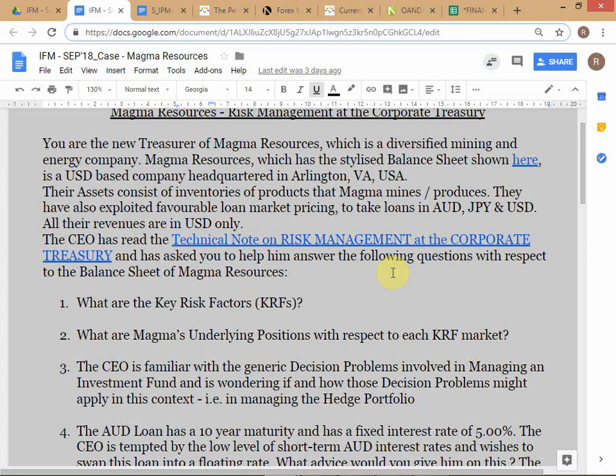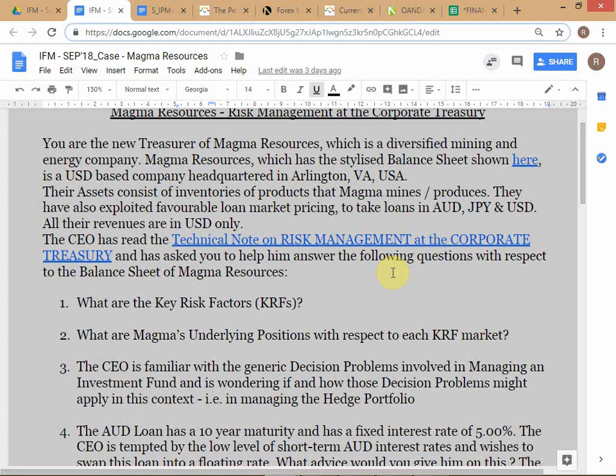So this is a different kind of case. You're familiar with your normal cases. This is different because it's a very stripped down case. It's very bare bones. It doesn't have all kinds of extraneous information where you have to decide which information is relevant and which is not. Here I've pretty much given you only the stuff that is relevant. This case was actually written by me, so that's why you see all this.